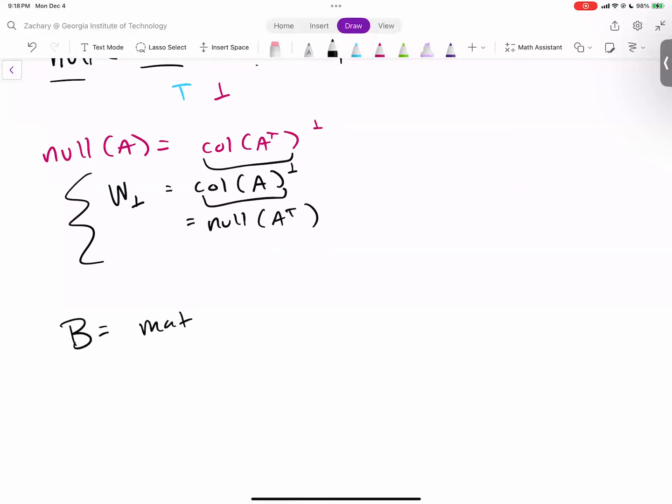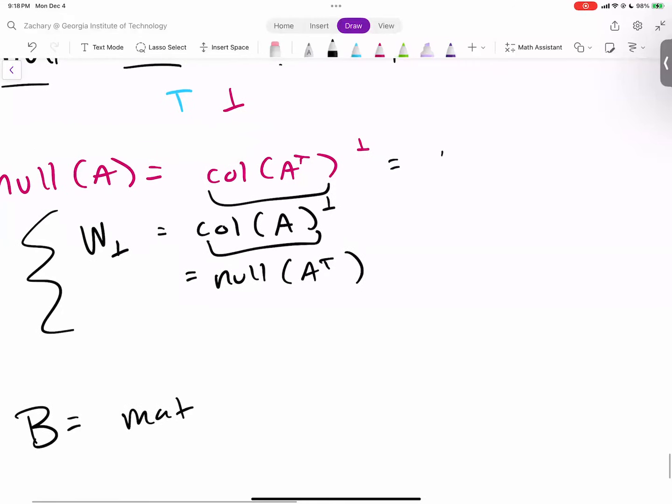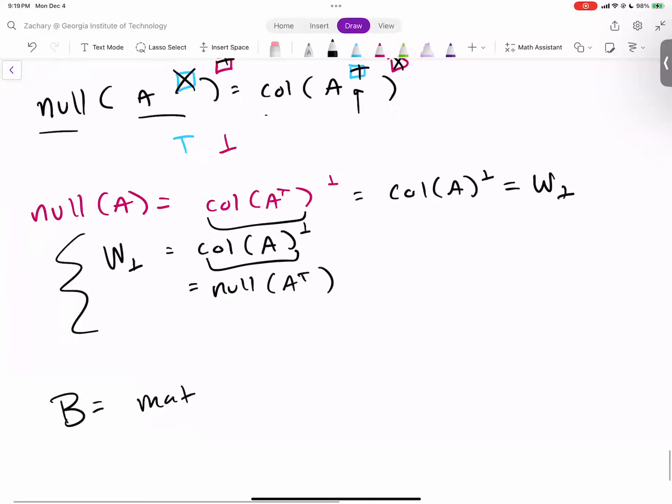So if this is true, the column space of A transpose is the same as the column space of A, and column A transpose is the same as column of A perp, which we define as W perp. That's how we define what an orthogonal space is. W perp is the line sticking off the plane, if we're projecting onto a plane.